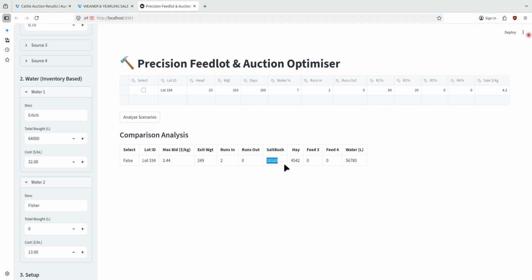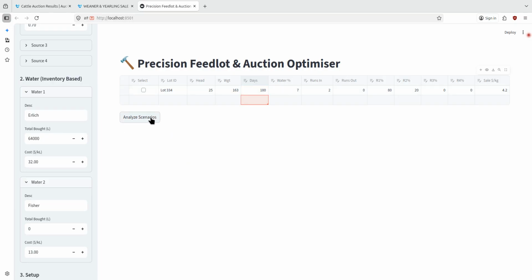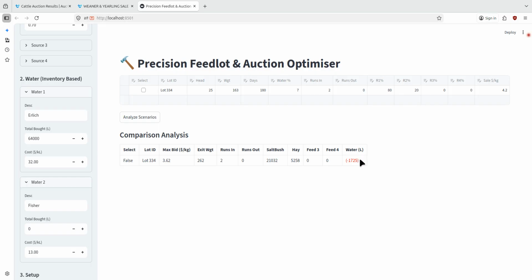This recalculates, and every time I put that number in and make it another 20 days, it's going to calculate for those extra 20 days. I need to put some more water in there. I need to go get some water. So I'll buy another 20,000 litres here.